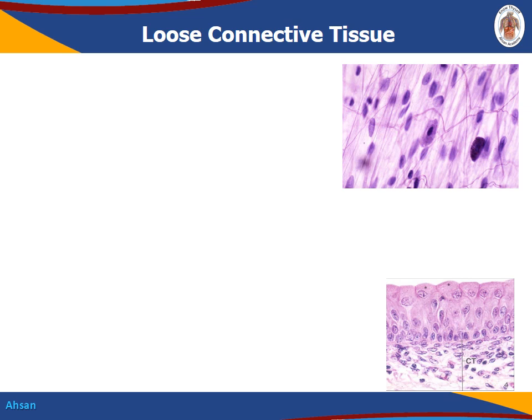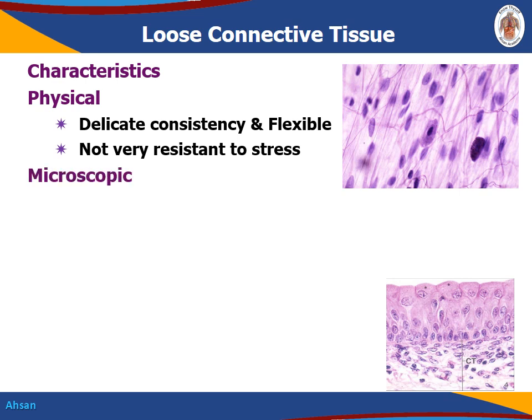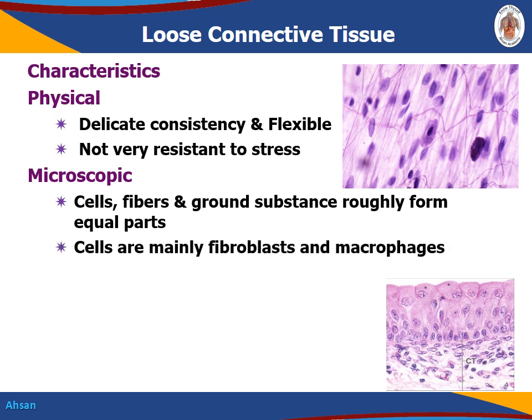Loose connective tissue is one of the types of connective tissue proper, and its physical characteristics are it's delicate in consistency and flexible, not very resistant to stress. Under microscope, it is visible that it contains cells, fibers, and ground substance almost in equal proportions, and the cells are mainly fibroblasts, and a large number of macrophages are also visible.